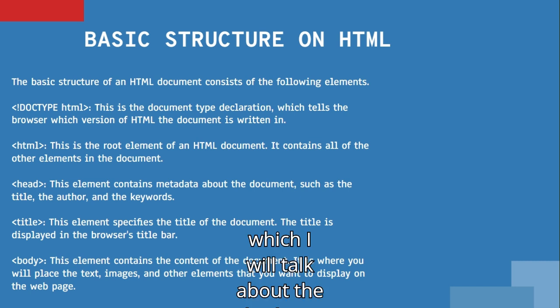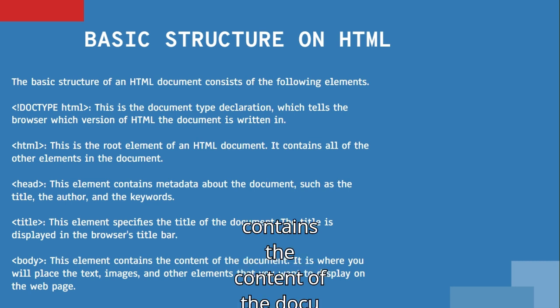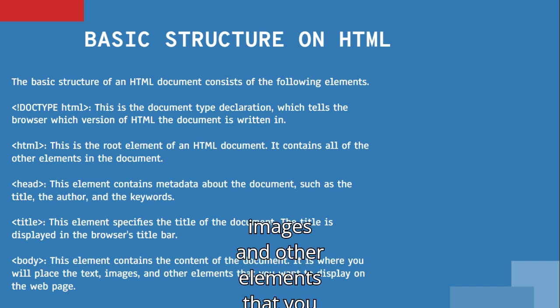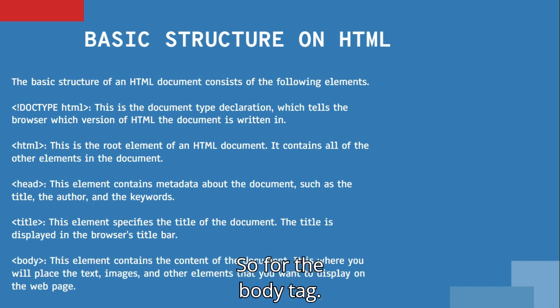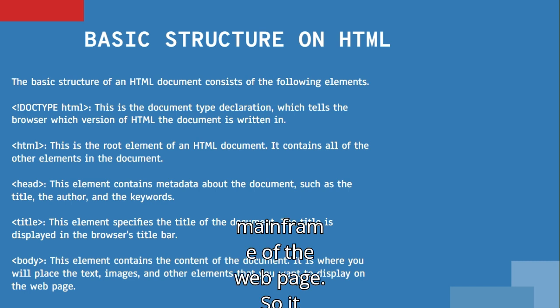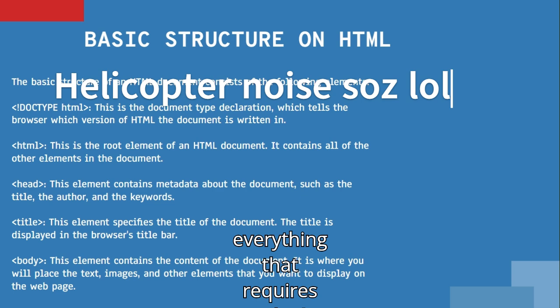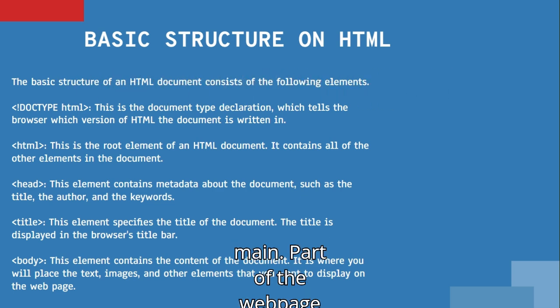Next I will talk about the body. For the body, this element contains the content of the document. It is where you will place the text, images, and other elements that you want to display on the web page. The body tag is basically the main frame of the web page. It contains elements, as well as classes, keywords, links, everything that is required inside the main part of the web page.